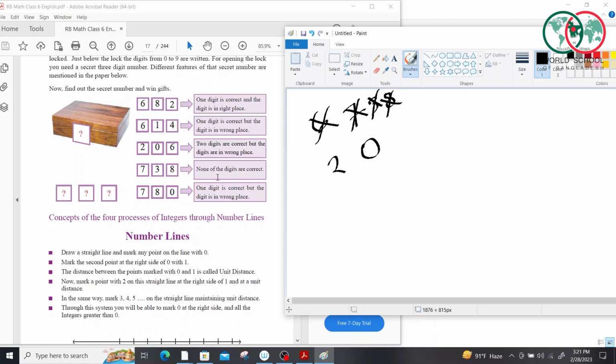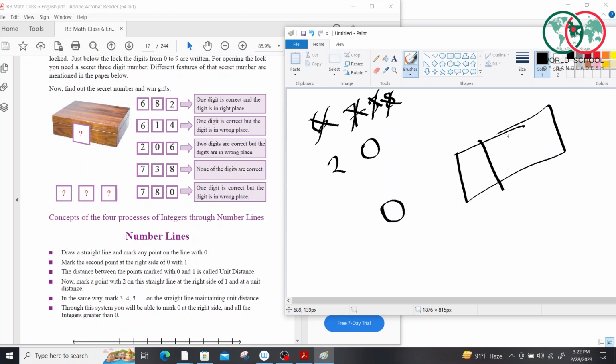Then the last puzzle says one digit is correct but the digit is in the wrong position. As we already know that 7 and 8 are not our answer, that means 0 is our answer, because we have already eliminated 7 and 8 from our options. So 0 is our answer, but the digit is in the wrong place. That means 0 cannot be in the 1's place. It has to be in the 10's place or 100's place, we are still not sure which place it is in.